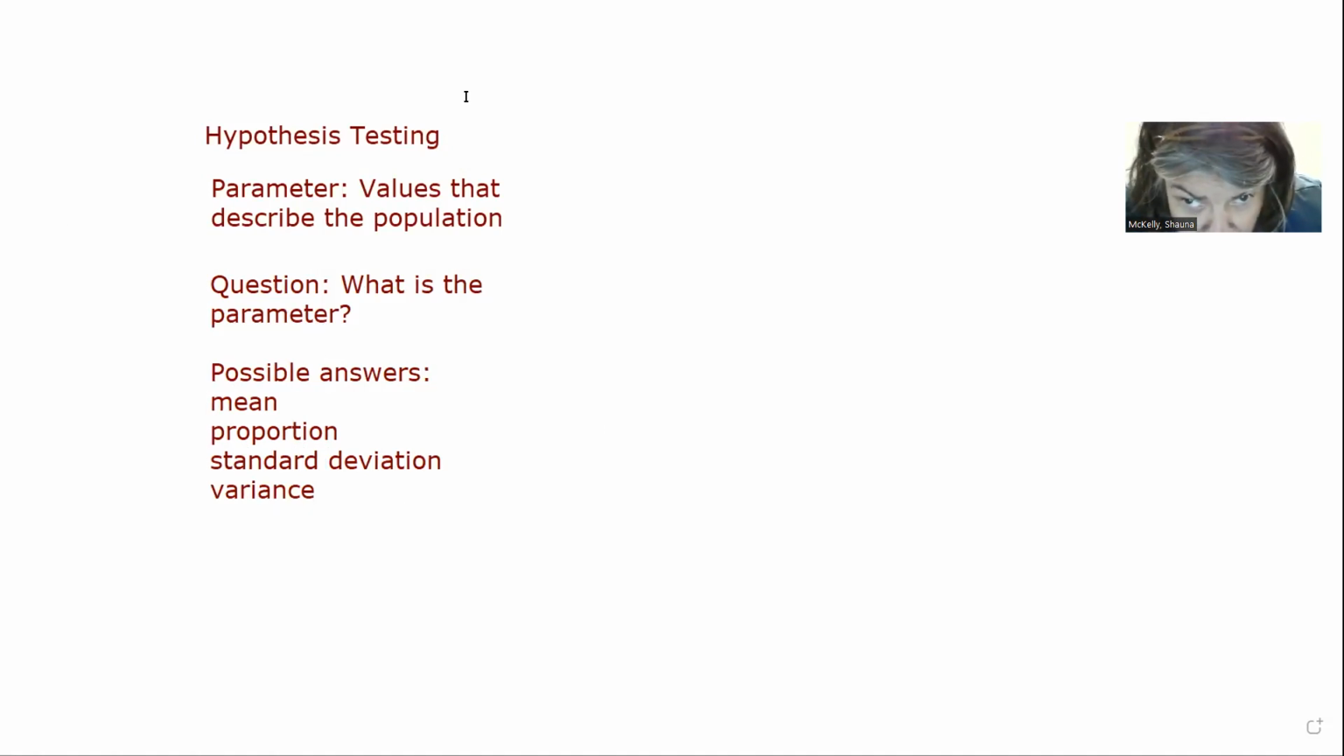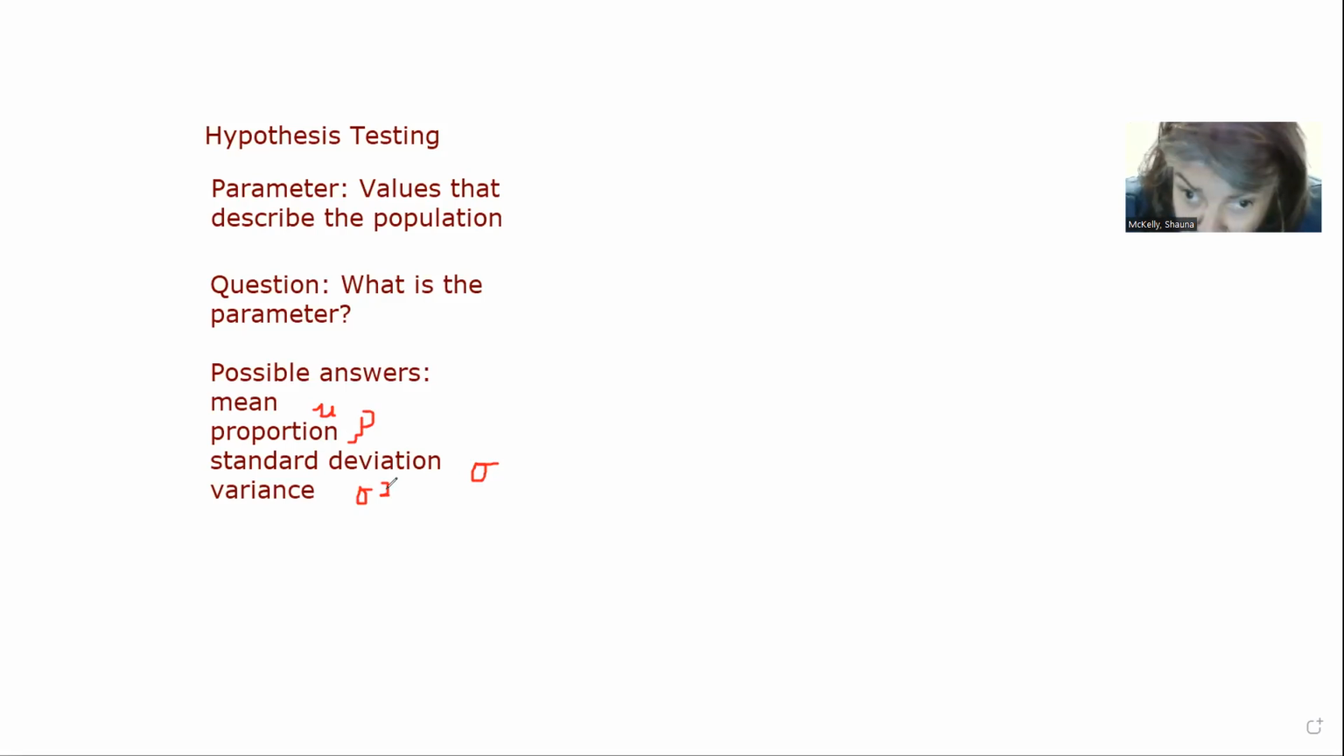Now, the mean is mu, we know that. The proportion is p. The standard deviation is sigma. And the variance is sigma squared. So every time you do a hypothesis test and the question is identify the parameter, or what is the parameter, it's one of these answers.